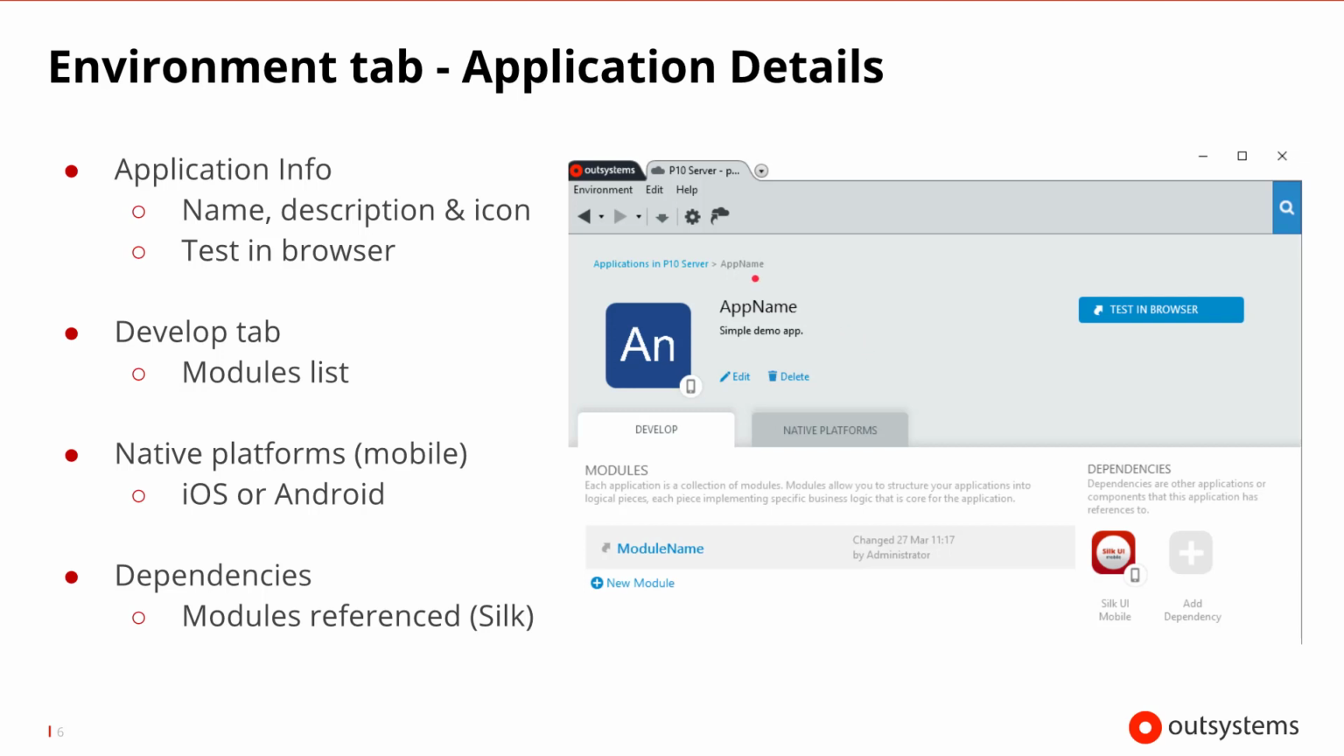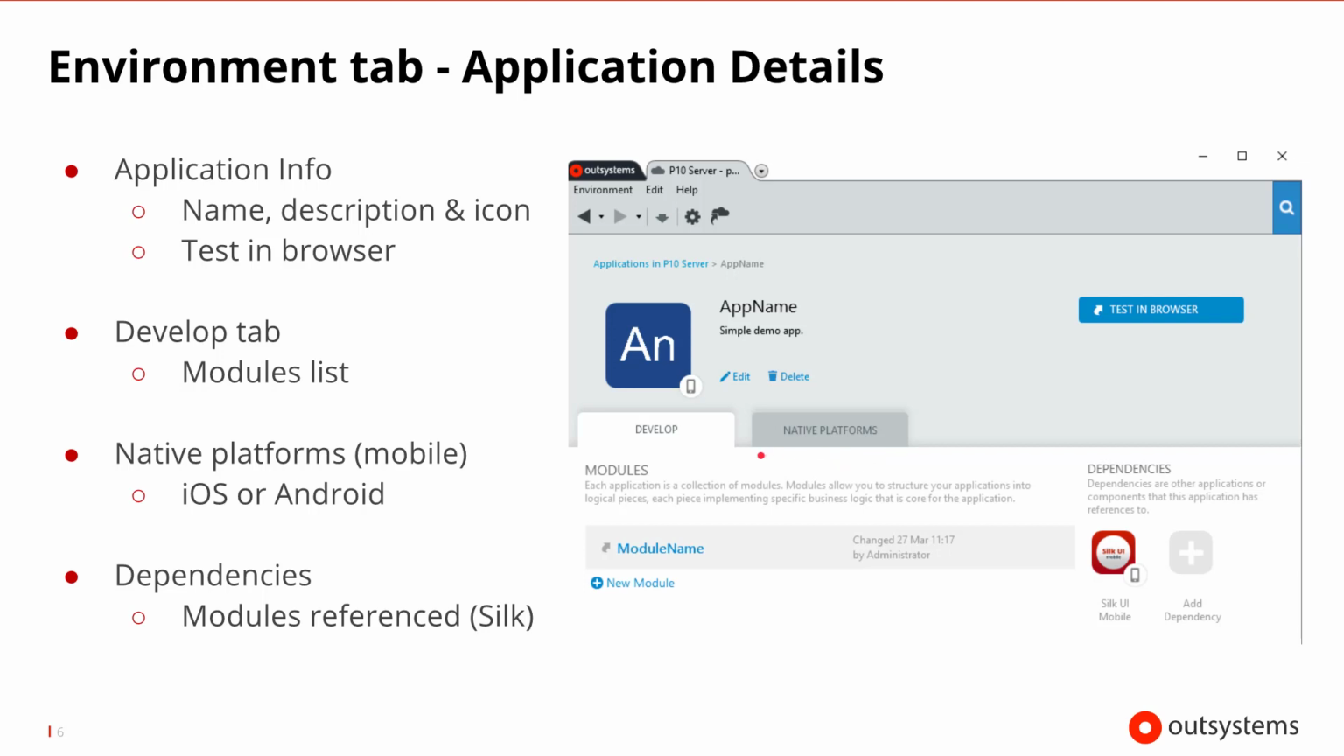When we open the application, we actually get a description of that application, and we get a list of the modules that exist in that application. Besides the local modules for that application, we can also see any other modules that are dependencies that might be included from other applications. We can also see that there is a Native Platforms tab. For mobile applications, this Native Platforms tab allows us to generate the iOS or Android package and be able to create the native mobile app.